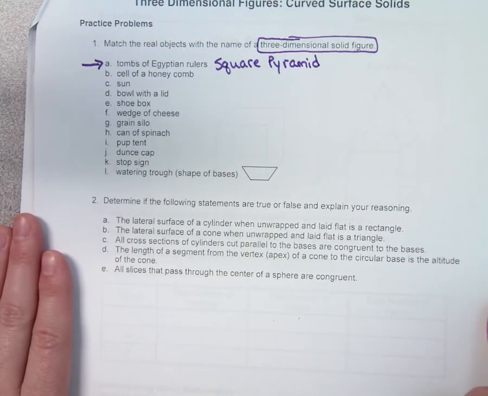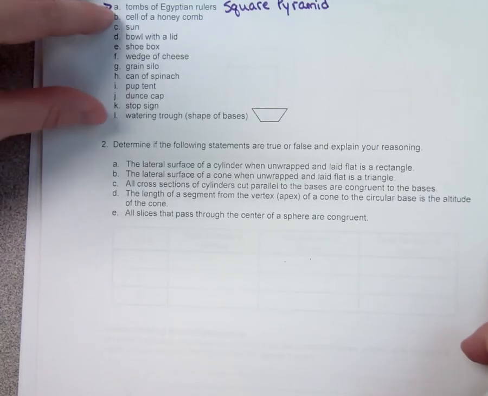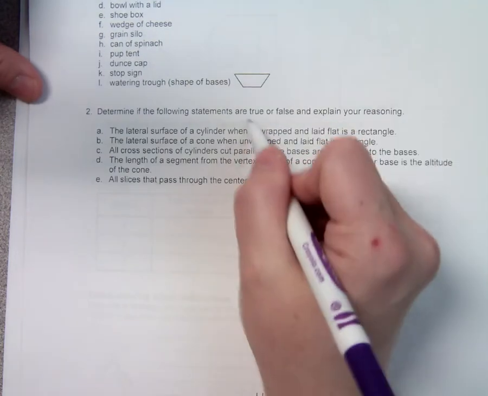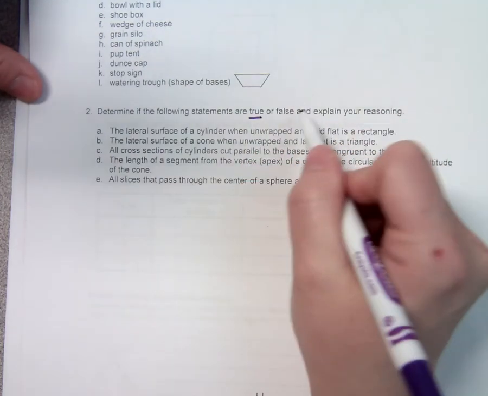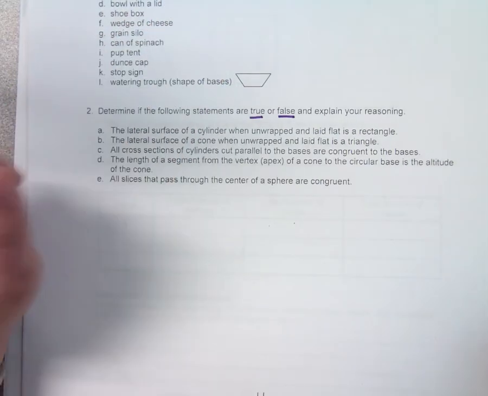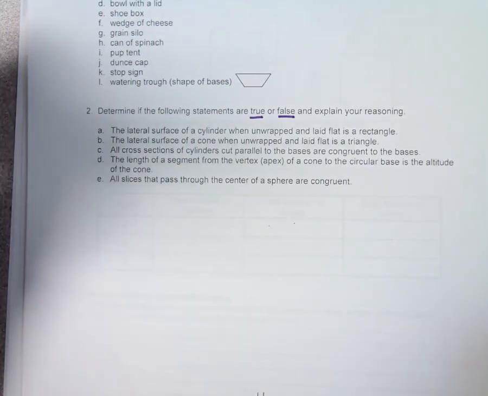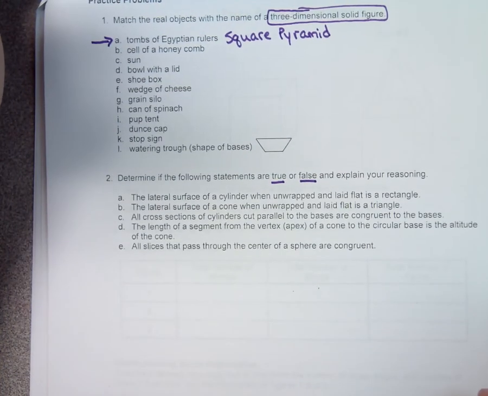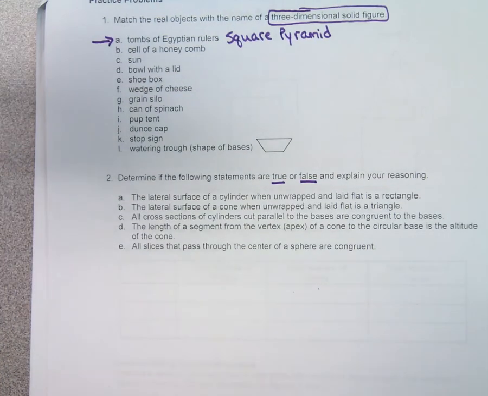So see if you can figure out the B through the L. And then I also want you to try 2. 2 is asking about true or false. So take, I don't know, 5-10 minutes. Try those, and then we'll go over them. And if any of you don't know what the cell of a honeycomb looks like, get out your phone and Google it. I don't care. So take a few minutes and see what you think for this, and then we'll go over them.